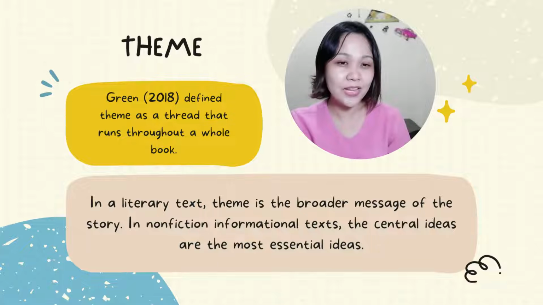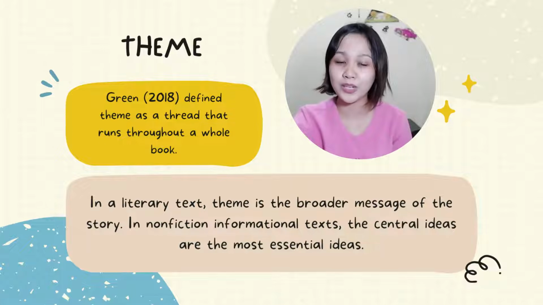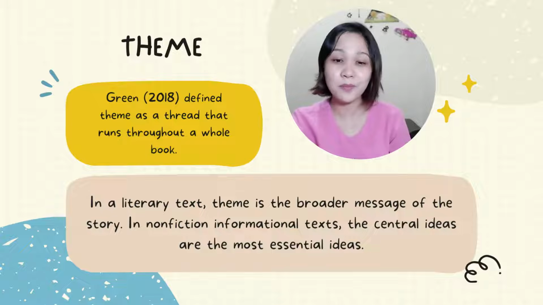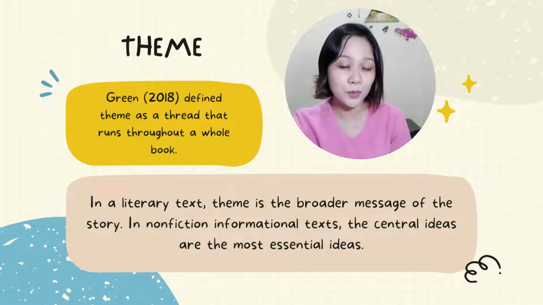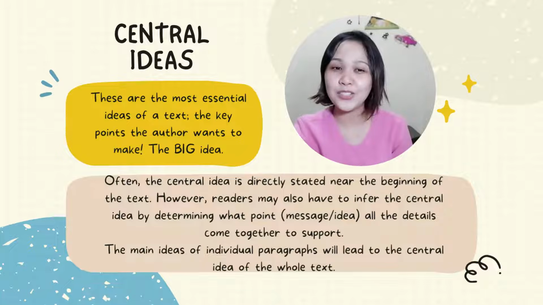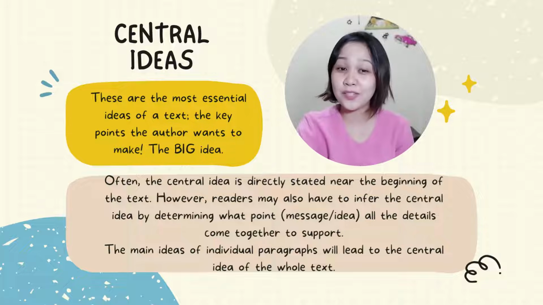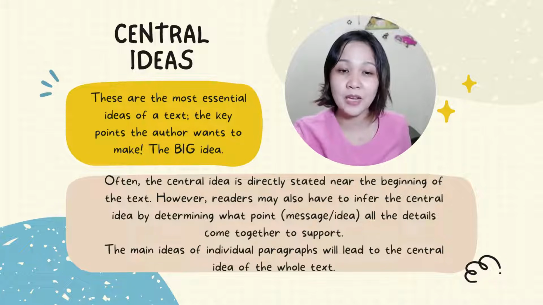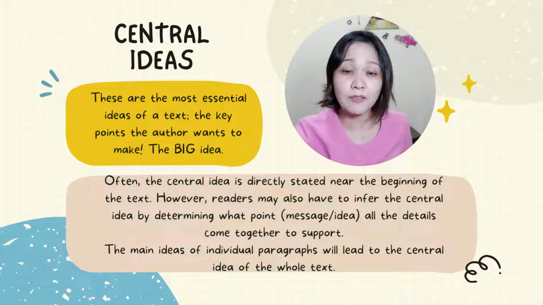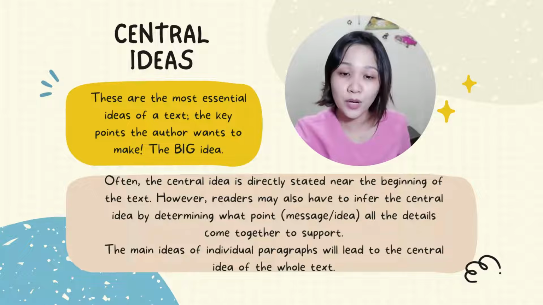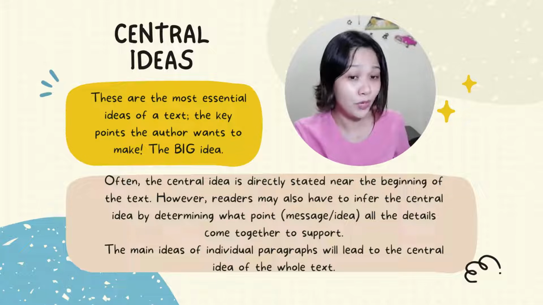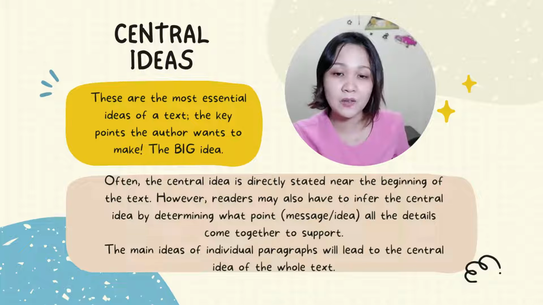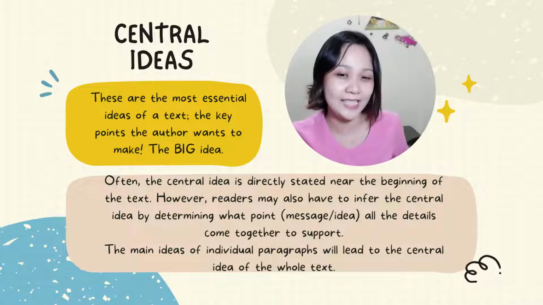Theme. Green defined theme as a thread that runs throughout a whole book. In a literary text, theme is the broader message of the story. In nonfiction informational text, the central ideas are the most essential ideas. Central ideas. These are the most essential ideas of a text, the key points the author wants to make, the big idea. Often, the central idea is directly stated near the beginning of the text. However, readers may also have to infer the central idea by determining what point all the details come together to support. The main ideas of individual paragraphs will lead to the central idea of the whole text.